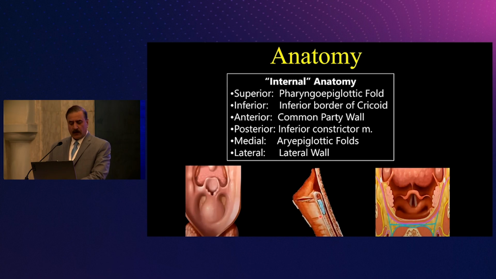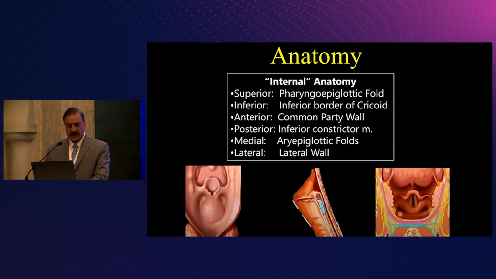Now, if we look at the anatomy overall, on the lateral aspect, we have these pharyngoepiglottic folds that we talked about. And inferiorly, we have the inferior border of the cricoid. Posteriorly, you have the posterior pharyngeal wall. And then this is the common party wall, which we'll be talking about a little bit. This is a concept that you have to understand nicely.